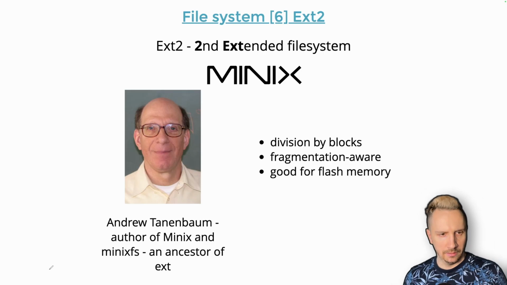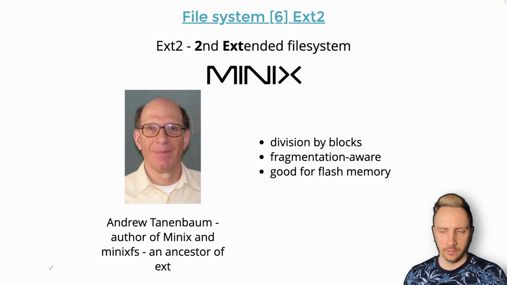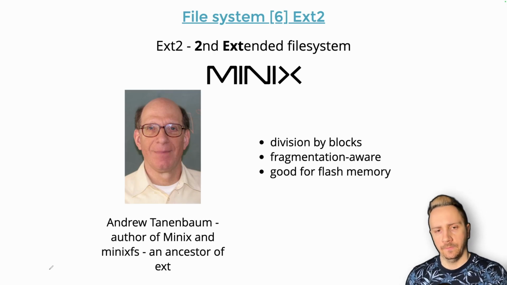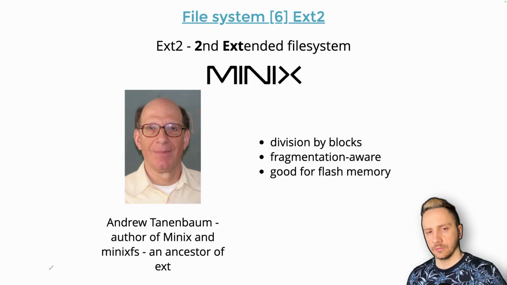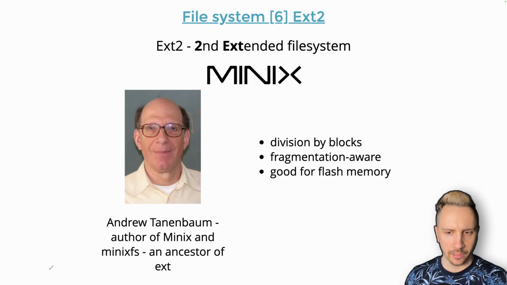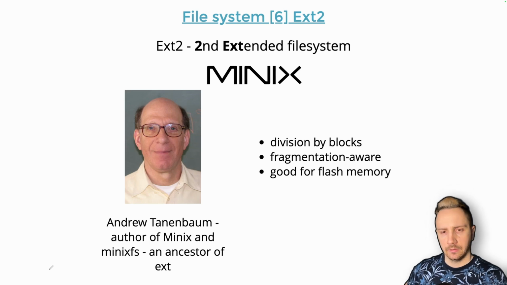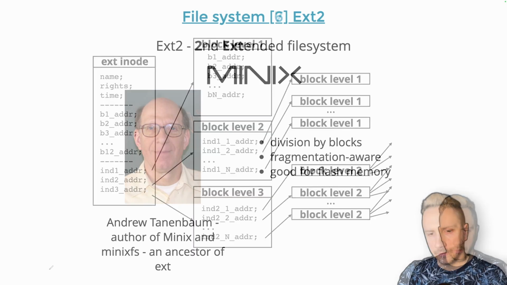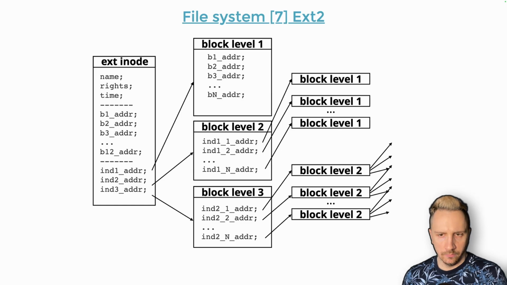The ext file systems are, on a high level, similar to FAT as well, also working with blocks. But they have features like fragmentation awareness, so the blocks of one file try to stay close to each other and don't get scattered across different corners of the device. They are also good for flash memory, because ext will try to reduce the number of physical writes for how many logical writes you make. In ext2 file systems, all folders and files are described as inodes.